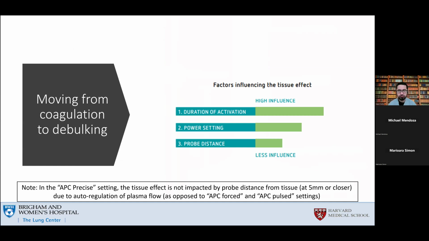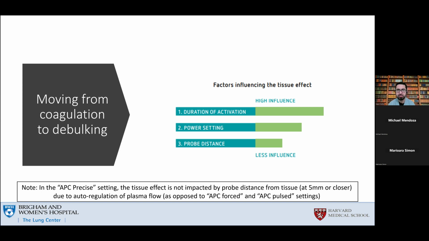And then there are a few factors that I want you to keep in mind that can help you potentiate or modulate the degree of tissue effect that you want to cause. So I should back up and say that the APC settings, when you're setting up your APC on your console, it's not one uniform setting. There's a few options to choose from. The most typical classic setting is called a forced APC or APC forced. That is the one that is closest to the original APC technology that came out in the 1990s, right? And what you're getting there is a constant flow of energy.